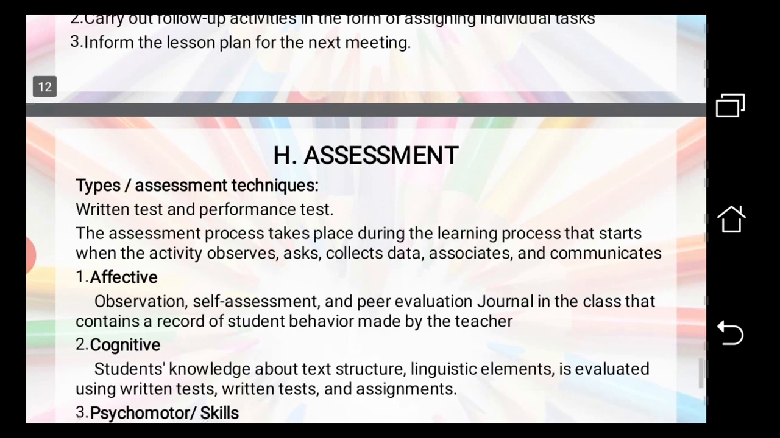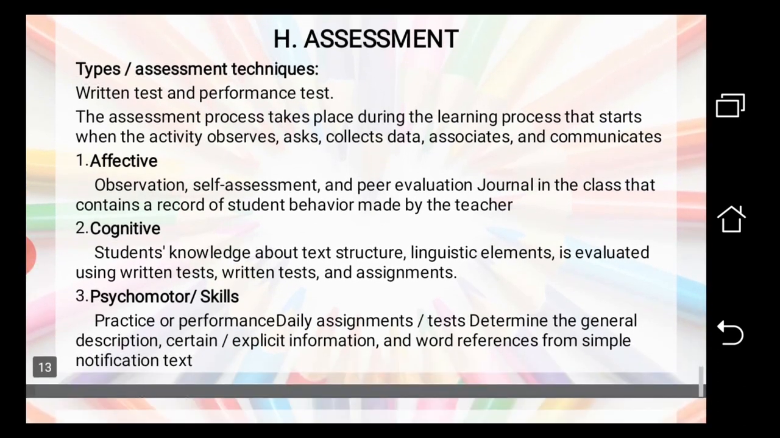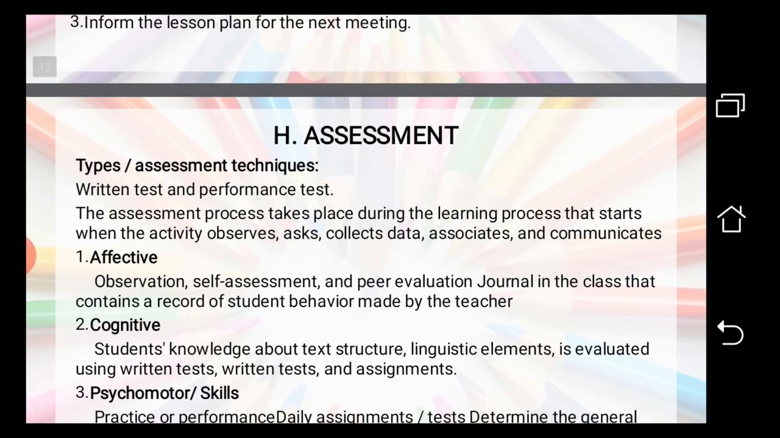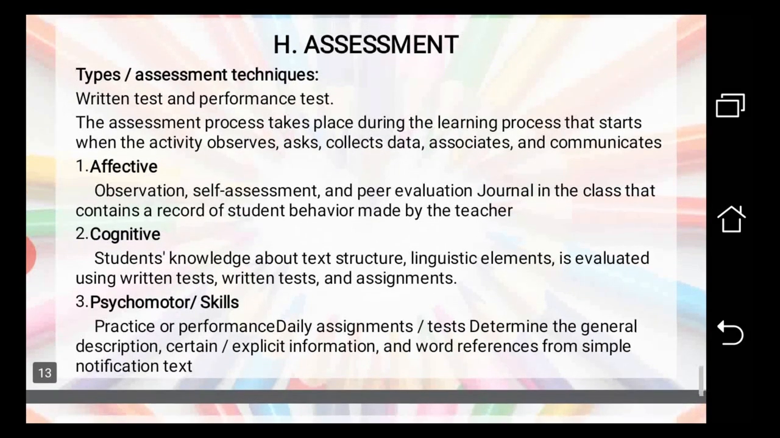The last is assessment. The types of assessment techniques which can be used here are written test and performance test. The assessment process takes place during the learning process that starts when the activity observes, asks, collects data, associates, and communicates. The assessment in the 2013 curriculum covers three aspects. The first one is affective, and then cognitive and psychomotor or skills.